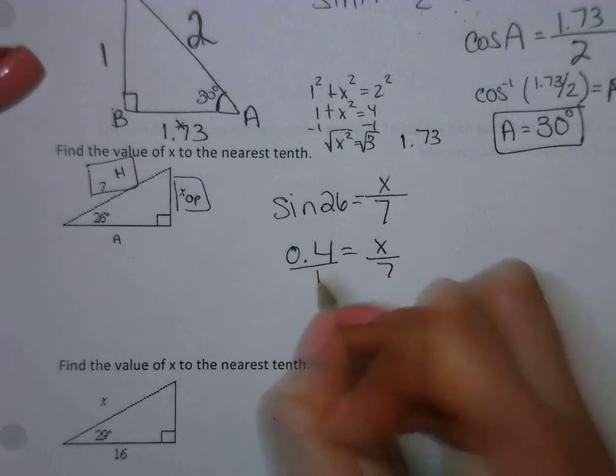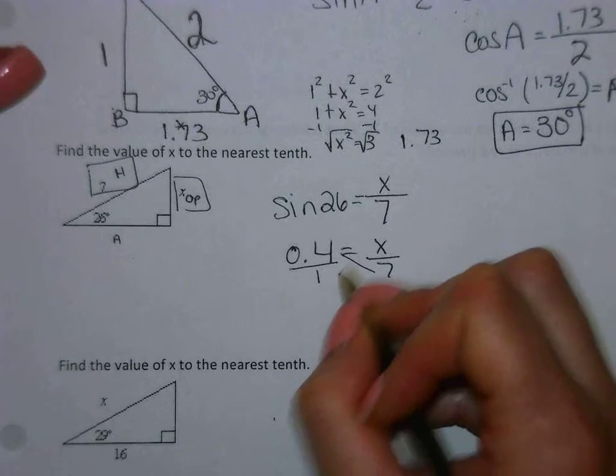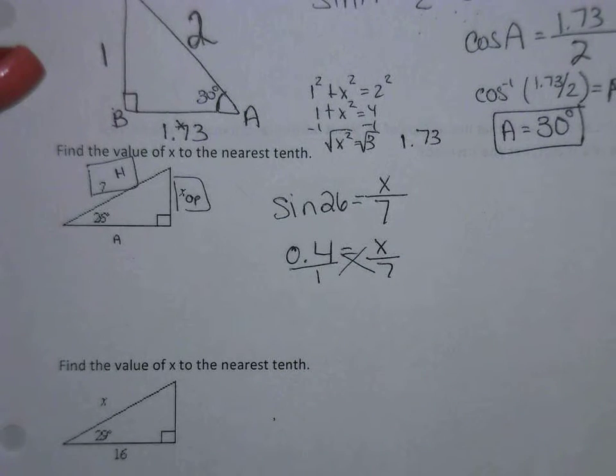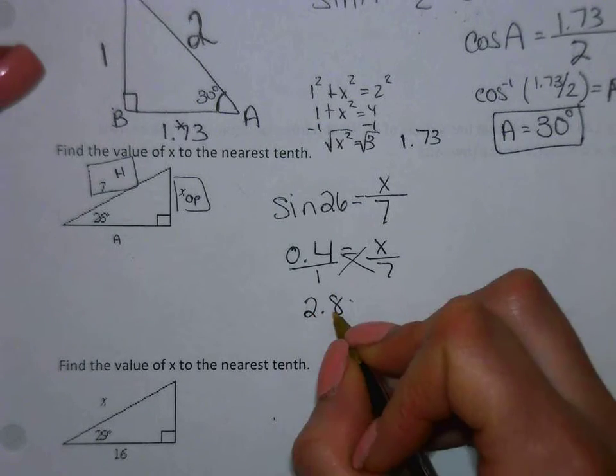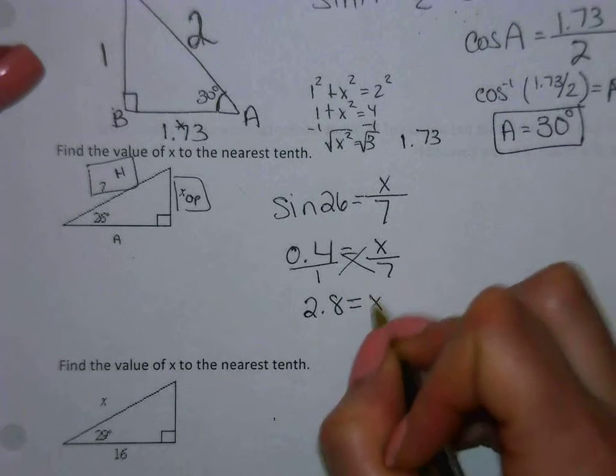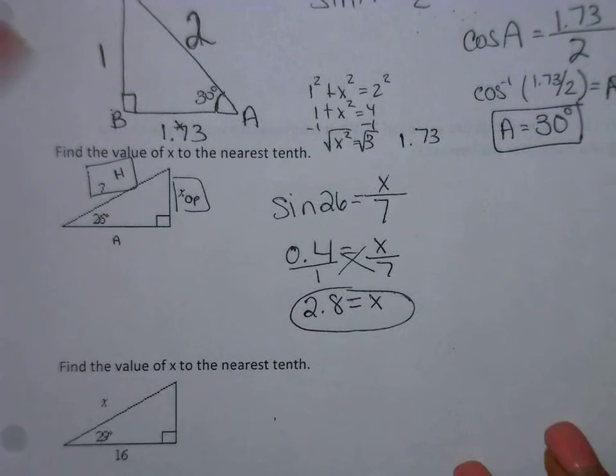So we want to create a proportion so we can cross multiply to solve for x. So 0.4 times 7 is 2.8. And 1 times x is x. So x equals 2.8.